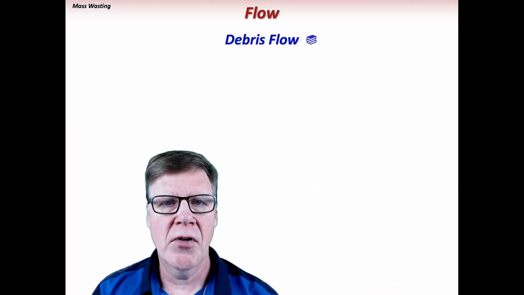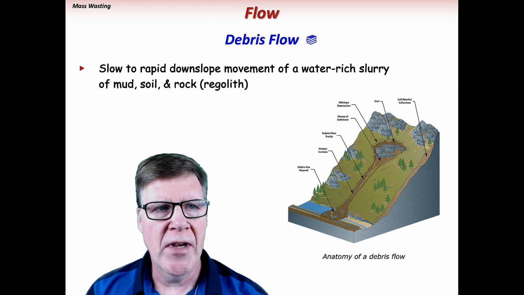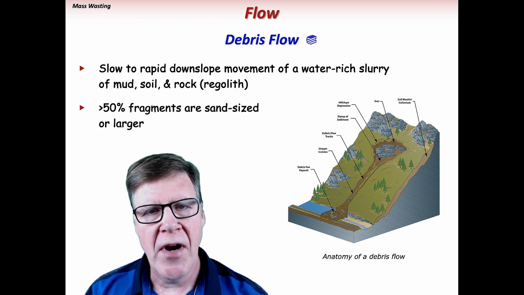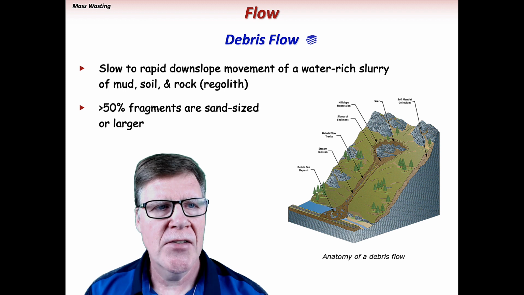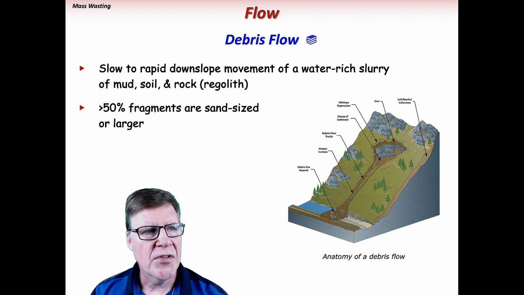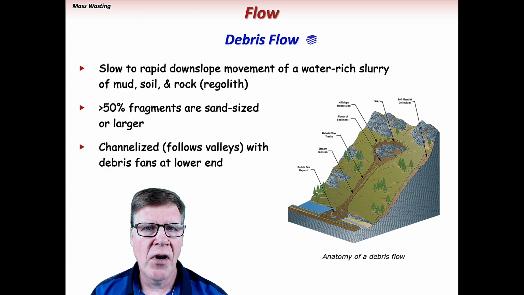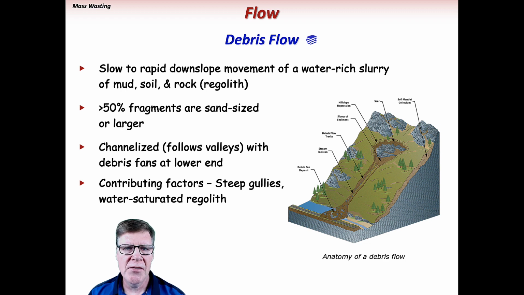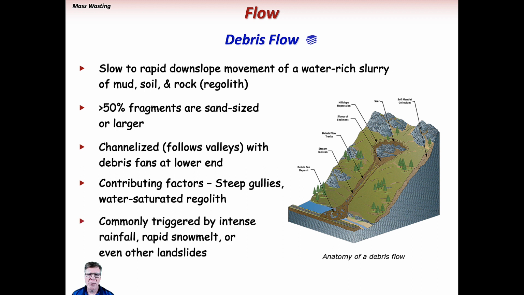Debris flows are the slow to rapid downslope movement of a water-rich slurry of mud, soil, and rock, regolith essentially. More than 50% of the fragments in debris flows are sand-sized or larger. Flow is typically channelized, meaning they follow the stream channels, with debris fans at the lower end. Contributing factors include steep gullies and water-saturated regolith. Debris flows are commonly triggered by intense rainfall, rapid snowmelt, and even other landslides.